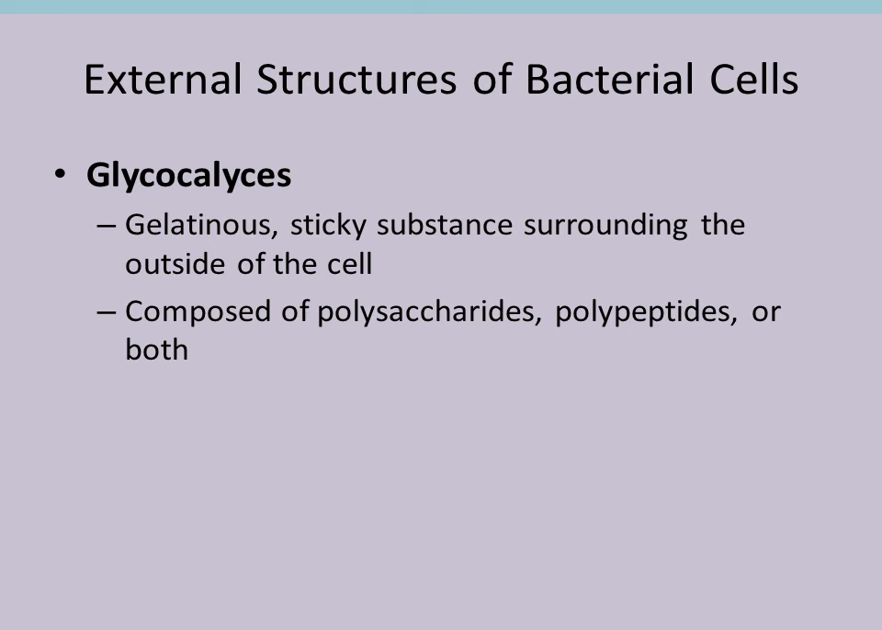So we're going to start looking at the bacteria cells and the different structures associated with them. We're going to start with the glycocalyces. This is substances on the outside of the cell, so we're basically working on the outside, working in. And it can be a kind of sticky, gelatinous type of substance surrounding the outside of the cell. So it's outside of the cell wall. Typically, it is composed of either polysaccharides, polypeptides, or a combination of those two.